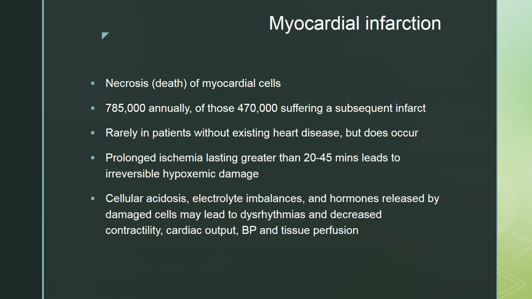Okay, so the infarct, what happens is there's a prolonged ischemia that lasts between 20 to 45 minutes, and it leads to damage of the heart. Other things that can happen: cellular acidosis, electrolyte imbalances, hormones released by damaged cells can cause other dysrhythmias and decreased contractility, cardiac output, BP and tissue perfusion.